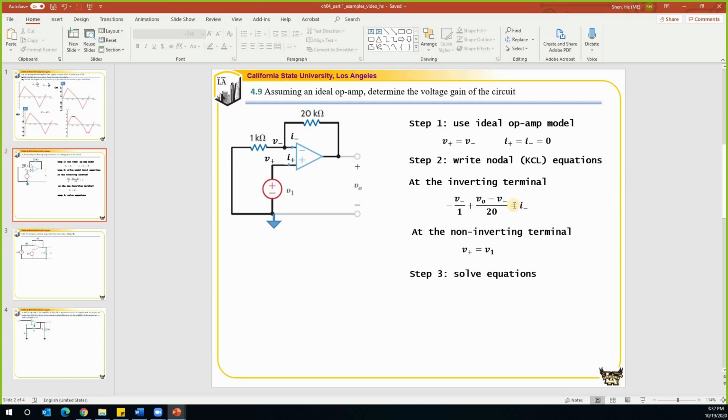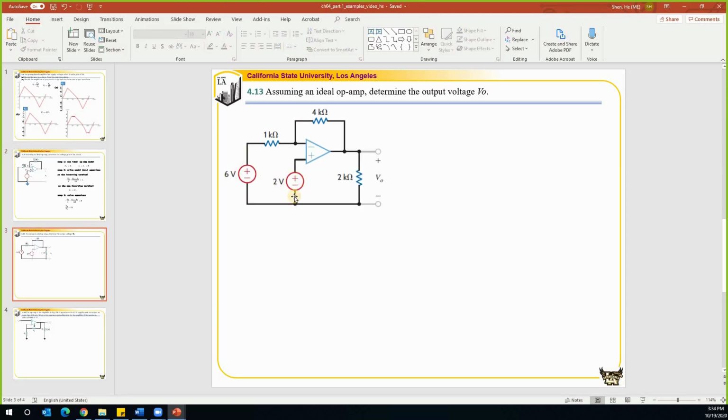So from here, we already know that the current I minus is equal to 0. So the right hand side is 0. And on the left hand side, V plus is equal to V1 and V plus is equal to V minus. So we can replace V minus by V plus and then further by V1. So this will be V1 and this will be V1, and the right hand side is 0. So this is how we simplified it. VO over V1 is equal to 21.